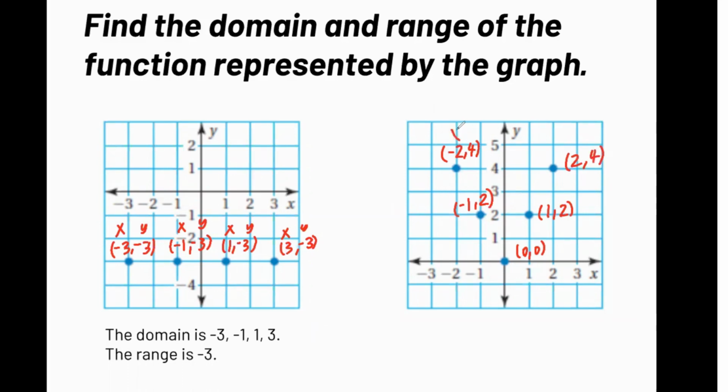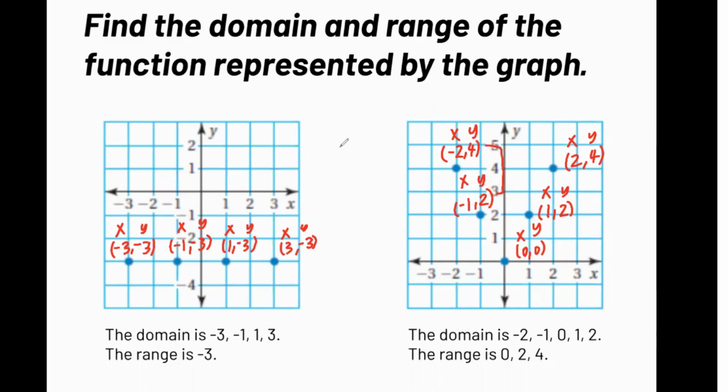Again, your domain is all your inputs, or your x values, so I'll identify them right here. As for your range, it would be all your output values, or y values. So now you can go ahead and write that down. Your domain would be -2, -1, 0, 1, and 2. As for your range, it would just be 0, 2, and 4. And looking at our ordered pairs, 2 and 4 do repeat twice, but you just have to write them down once.